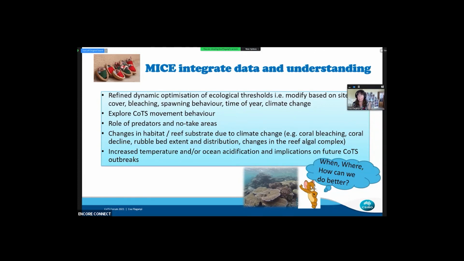We can link in predators and no-take areas to help better understand their role in promoting the resilience of the system, for example. We can link with changes in the habitat and reef substrate due to climate change to also help our understanding on how we can do the best job in controlling the COTS. And so I think I'll leave it there because the next presentation builds on mine by Jacob Rogers, giving you some more specific examples of how we've taken some of this work further.